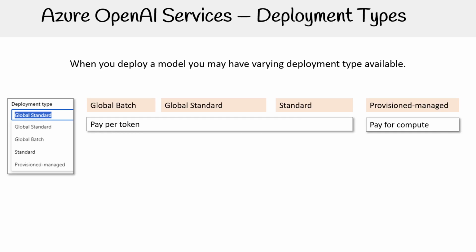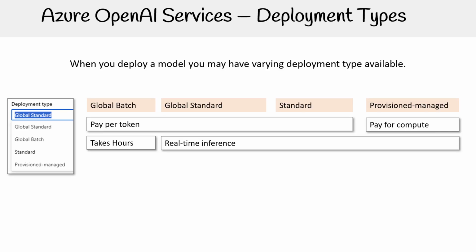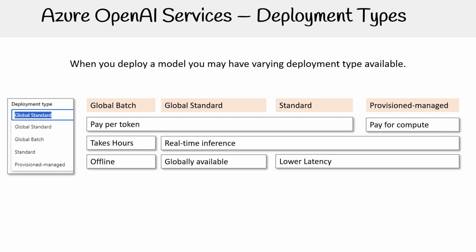In terms of speed or performance, global batch, it takes hours for it to happen. So it's not something that's going to work instantly for you. The rest have real-time inference, so it's intended for that there. Global batch is offline, so again, it's not really to be utilized for immediate application workloads. It's where they use the word offline because it makes it sound like it's not connected to the internet, but they mean offline as in not real time.